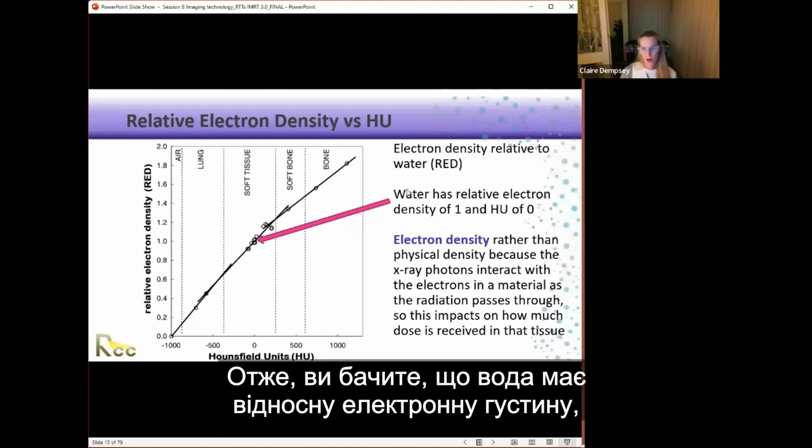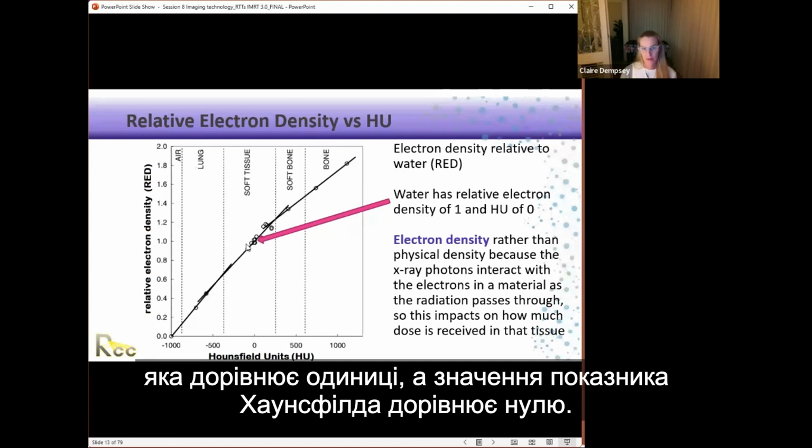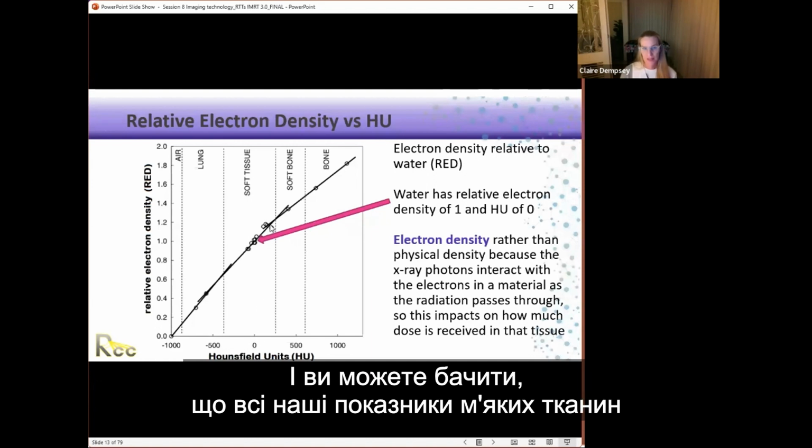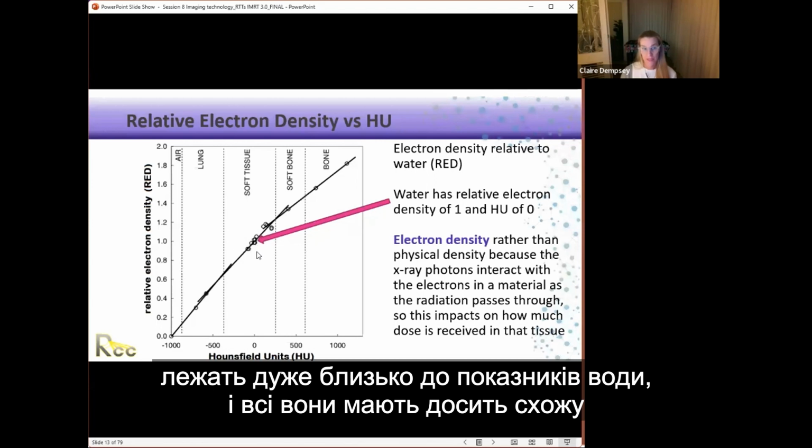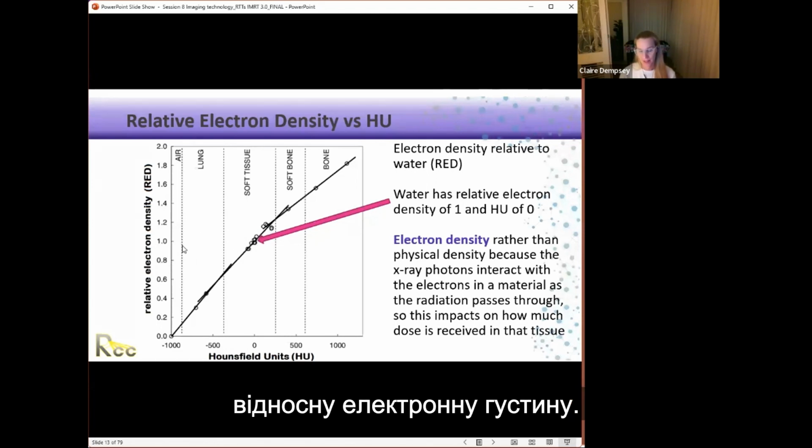You can see water has a relative electron density of 1, across here, and a Hounsfield unit value of 0. And you can see our soft tissue values are all lying pretty close to that of water, and they all have a pretty similar relative electron density.